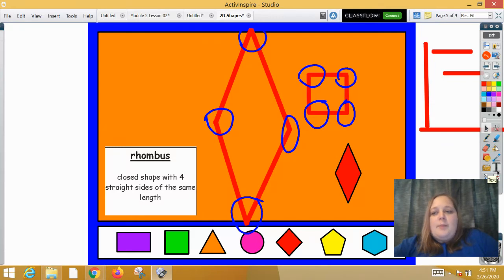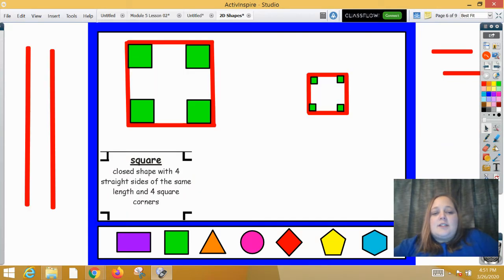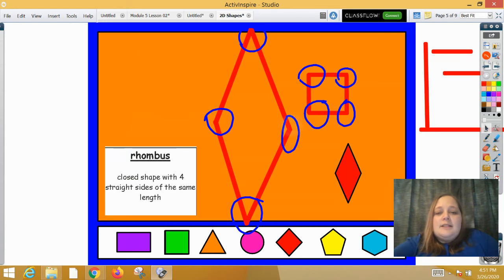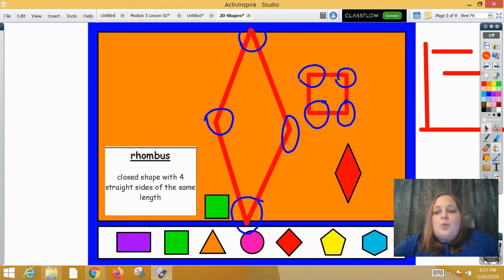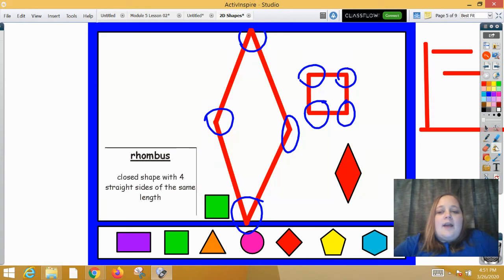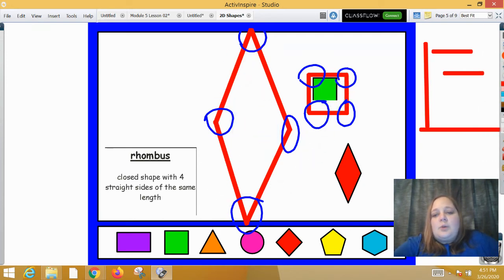No. Why? Let's go back to the definition of a square. A square has to have 4 straight sides of the same length and 4 square corners. So let's see, did this have square corners in it? Let's take our square. Is that square? Is that square? Is that square? No. So that does not work. I have to have square corners in order for that to be square, and that one did not. So this is not a square. Only this one is a square.